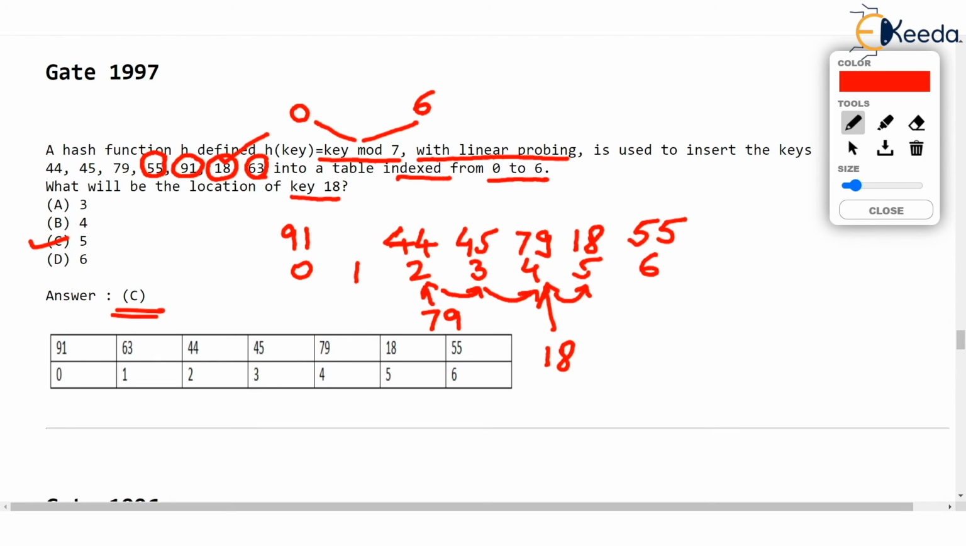Please don't jump to the conclusion that while solving the GATE paper you will store 18 directly. You will have to go from the first element onwards, because only after mapping all these elements and reaching 18 will you know where 18 gets mapped. Isn't it so? By the way, the answer is C.